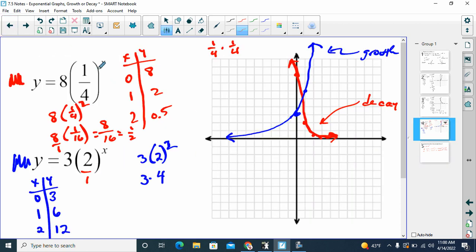So going back and looking at these two, if I were to want to know if the red graph, y equals 8 times 1/4 to the x, is growth or decay, I would look at the b value, 1/4. Since that's smaller than 1, I know it's decay. And once we draw our graph, it is. Here, 2 is bigger than 1, therefore it is exponential growth.